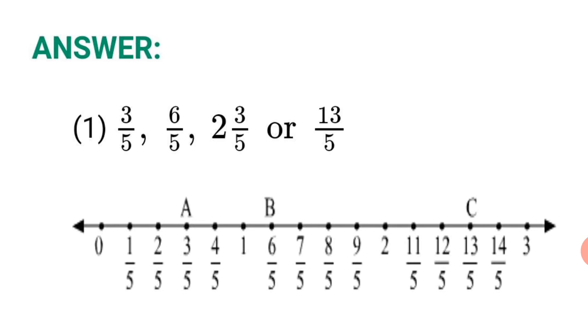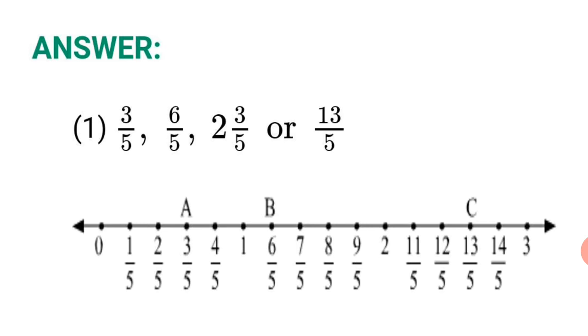Let's go to 6 upon 5. 4 upon 5, then 5 upon 5 is 1. You know 5 divided by 5 is 1. Then 6 upon 5. We want the fraction 6 upon 5, so we mark it with letter B.